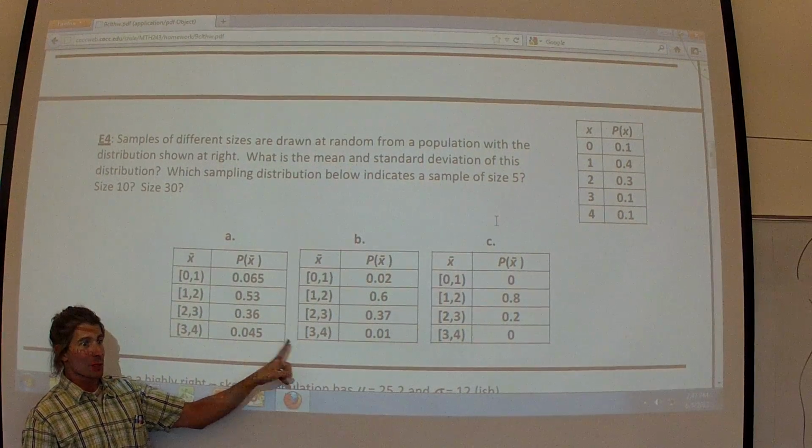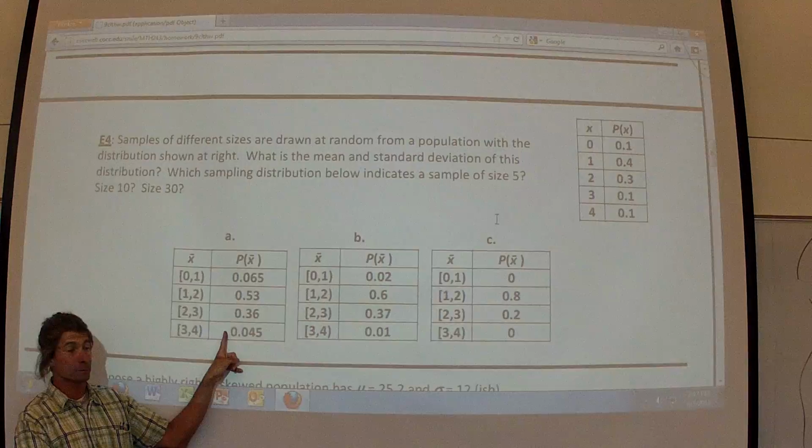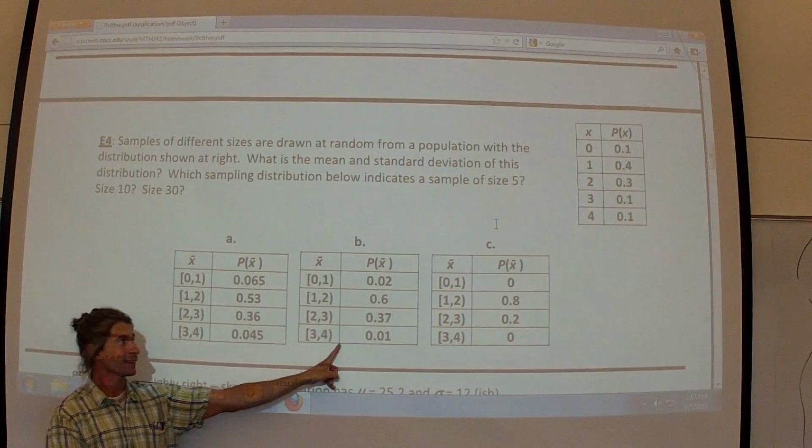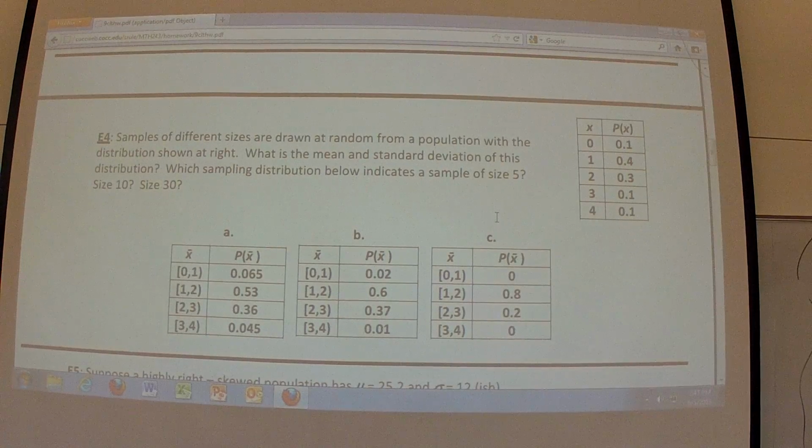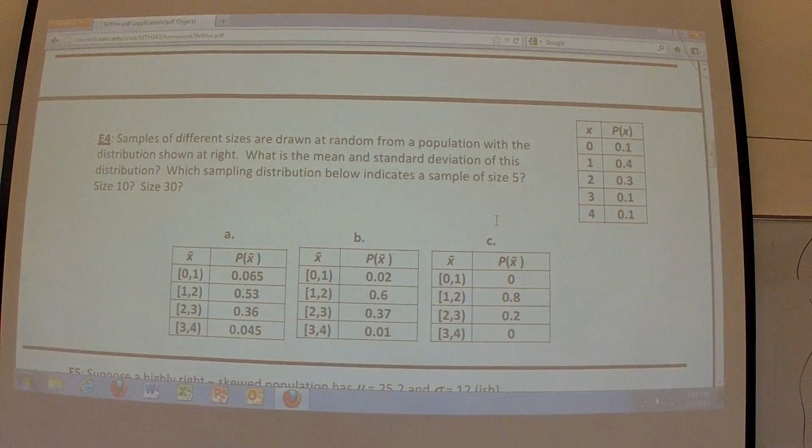Right? Sample of size 5. Sample of size 10. B. Sample of size 30. B. Done and done. There you go. Perfect. So you don't even have to have the curve distribution.